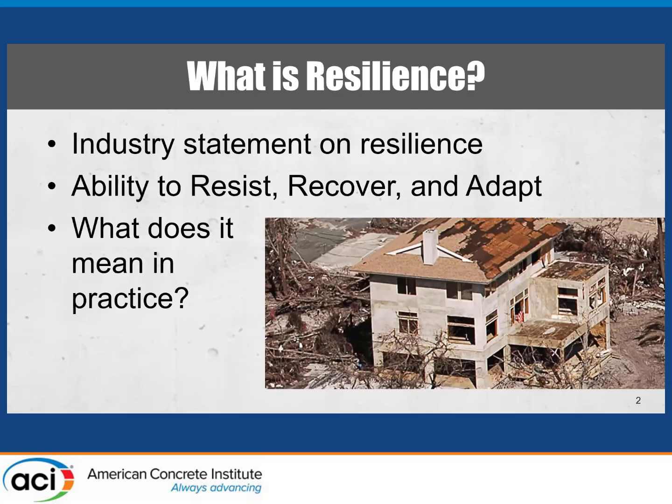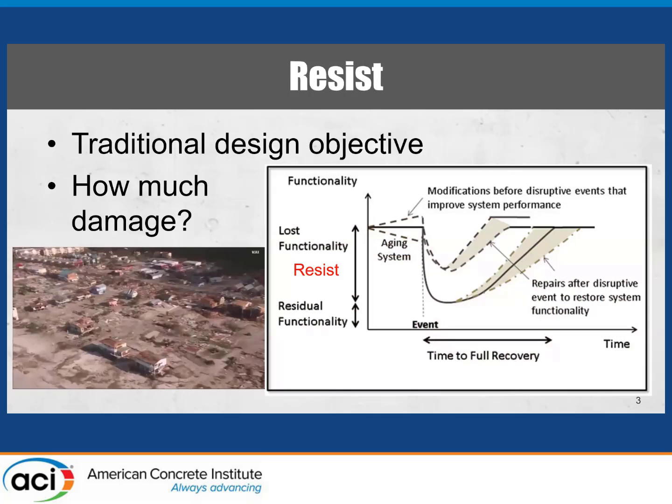You see here the picture that this house more or less resisted the hurricane in this case. But what do we mean by this in practice? So for resistance, I've got a simpler version of the plot, the resilience plot that Julie showed. Resist is really what we think of as the typical design objective. That is, an event occurs and we limit the damage to some amount. The question is how much damage? And we can see on the plot here, I've labeled resist as this loss of functionality. That's your resistance. How much functionality do you lose, ranging from 0 to a complete loss of the system.